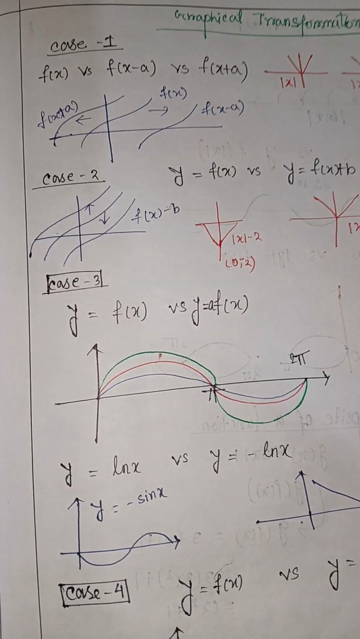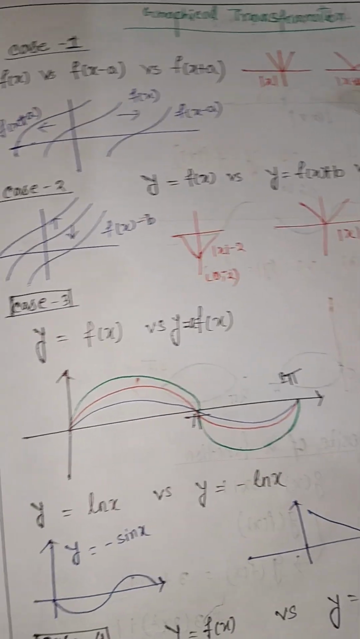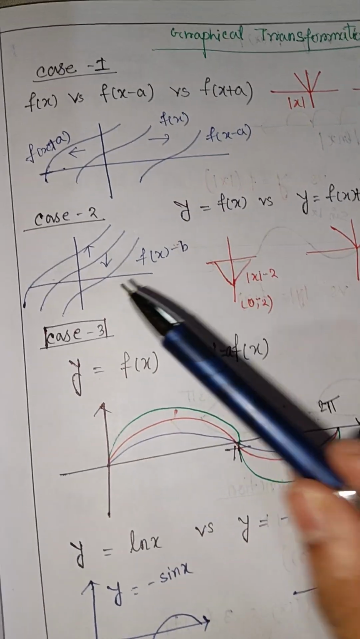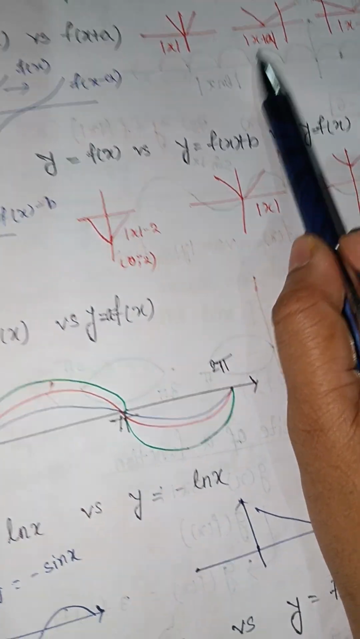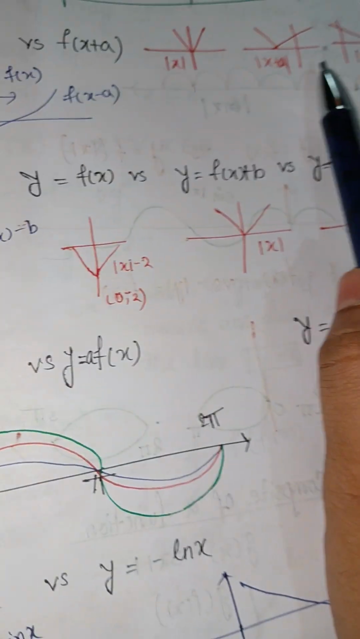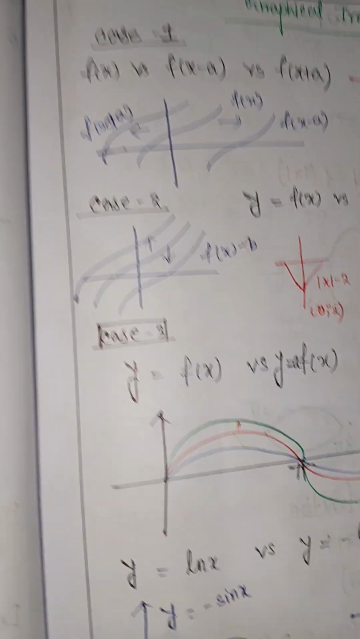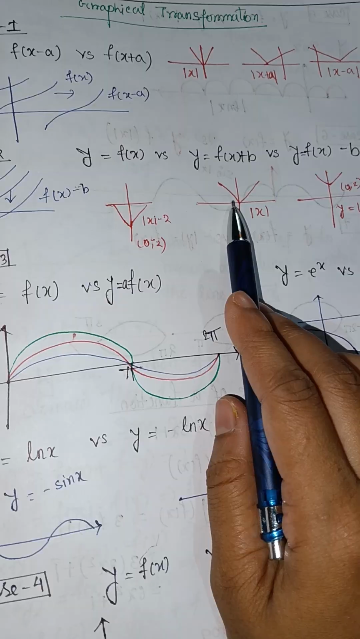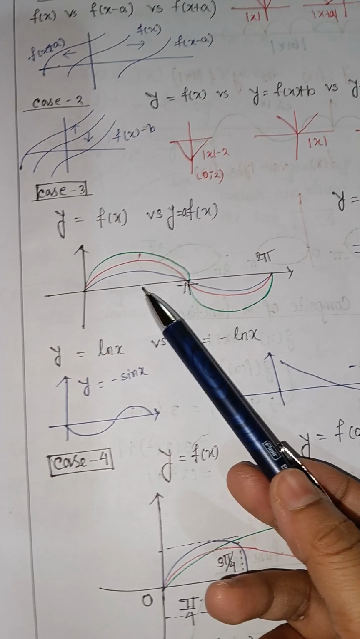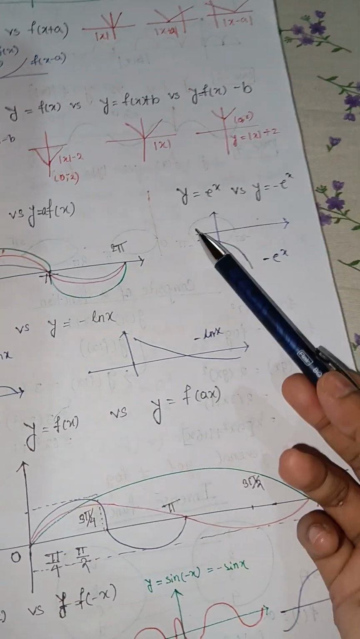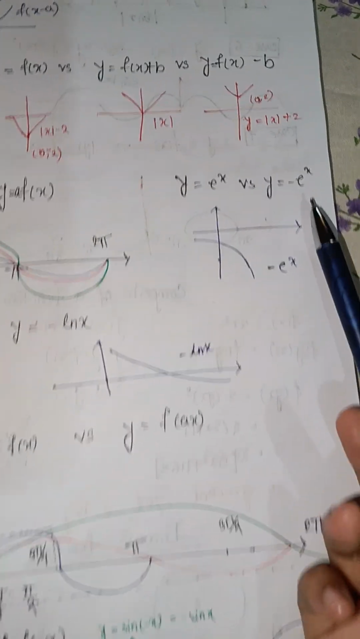Okay, so some things about graphical transformation. Case 1: f of x versus f of x minus a versus f of x plus a. So the graph looks like that. We know the graph of mod x, mod x plus a and mod of x minus a, that is graphical transformation. Next, case number 2: y is equal to f of x versus y equal to f of x plus b versus y equal to f of x minus b. So definitely see the graph. Next, case 3: f of x versus y is equal to a times f of x, and y is equal to e to the power x versus y is equal to minus e to the power x. So see the graph.